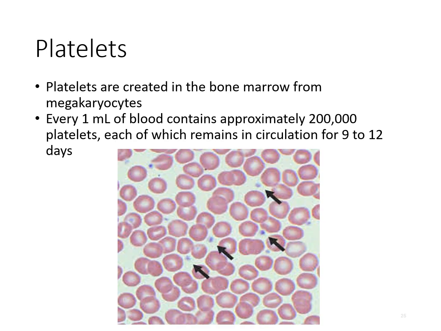Platelets are created in the bone marrow from megakaryocytes. For every 1 milliliter of blood, there's about 200,000 platelets. Platelets remain in circulation in your body for about 9 to 12 days. And they are also called thrombocytes, so you may hear that in relation to platelets.